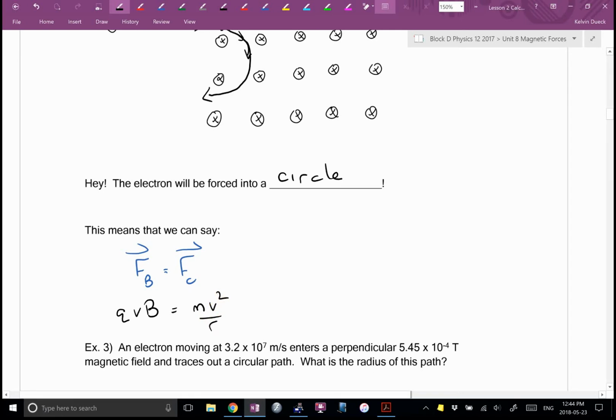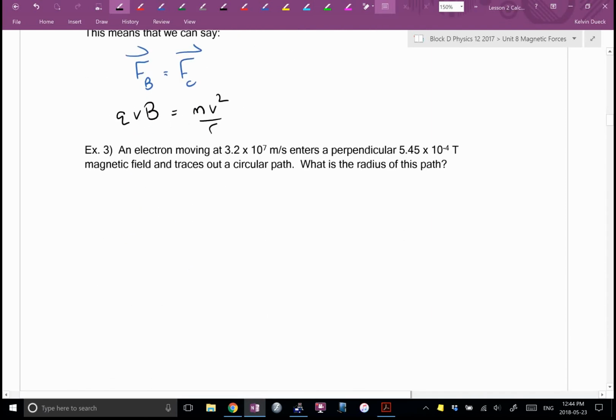Yes, a v will cancel short, but we'll tackle all that. My point is, we can say if a charge is moving in a circle, magnetic force is what's pushing us in a circle. And so I like example 3. Example 3 is a nice question. An electron moving that fast enters a perpendicular Tesla magnetic field and traces out a circular path. What's the radius of this path?